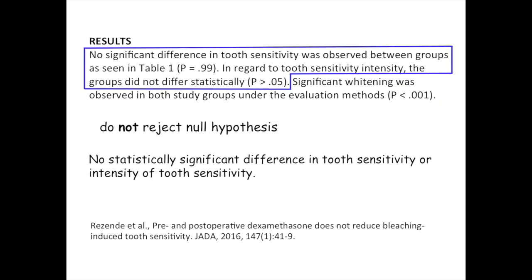They did not find any differences between the groups for either absolute risk or intensity of tooth sensitivity. The p-value for tooth sensitivity is very large. The researchers do not report an exact p-value for the intensity results, only that p is greater than 0.05, the significance level.